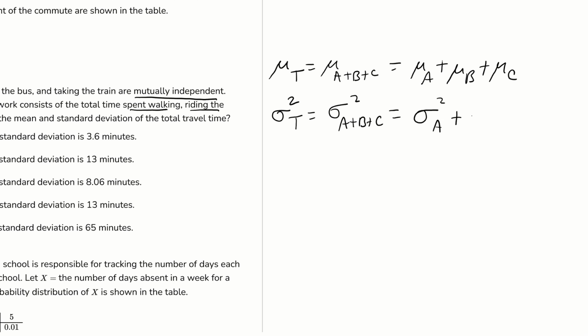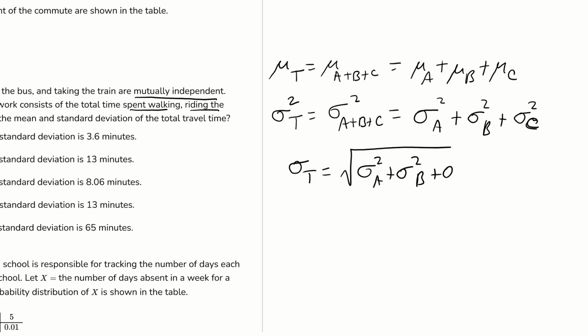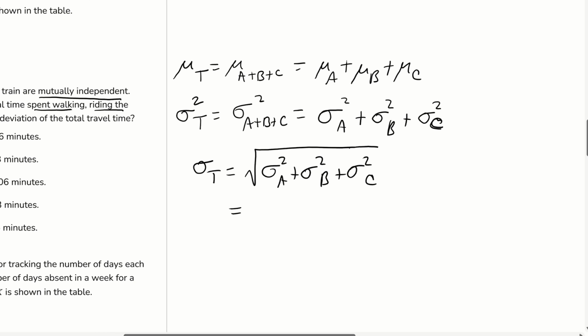So the sum of the variance for A, the variance for B, and the variance for C. That's how you combine variances. You can just do that. And so that means that the standard deviation is the square root of those sums. Okay. So it's the Pythagorean sum of those three things. All right. So that's how you do it.